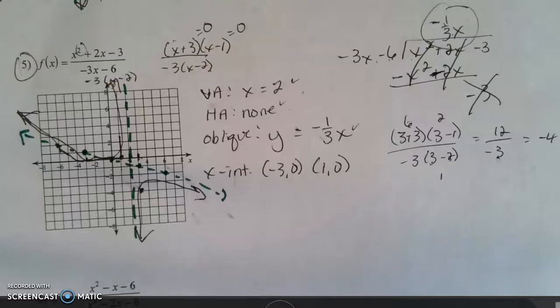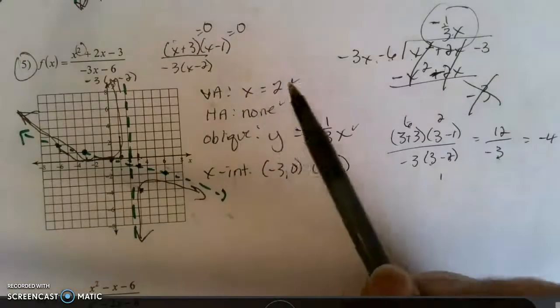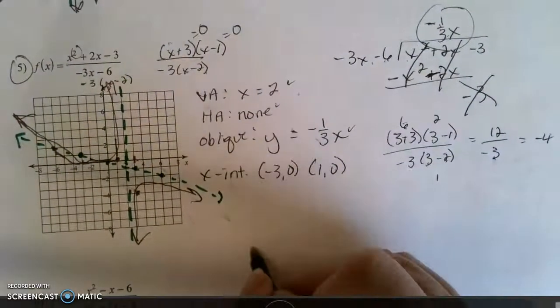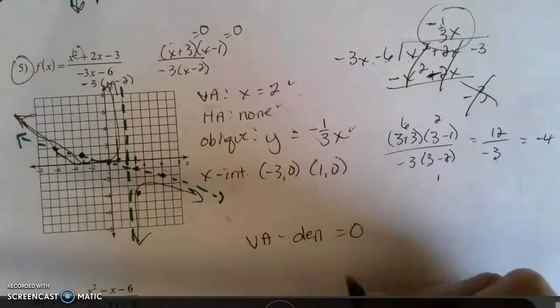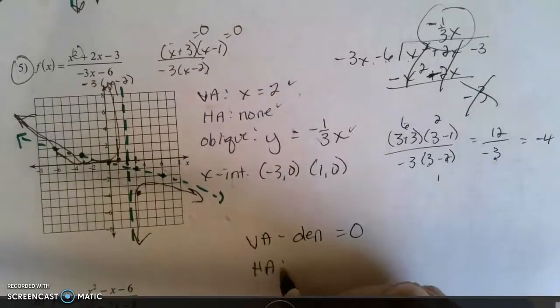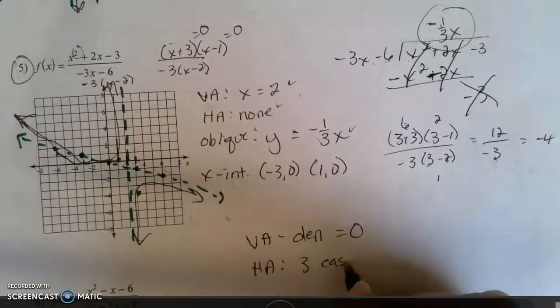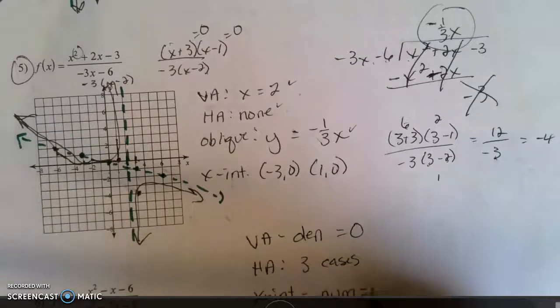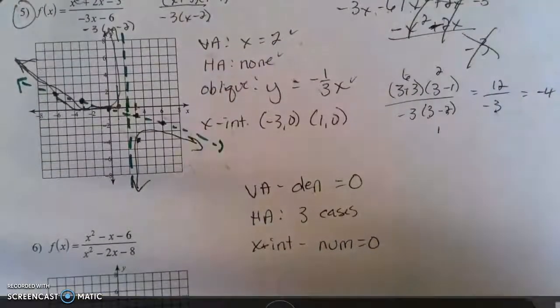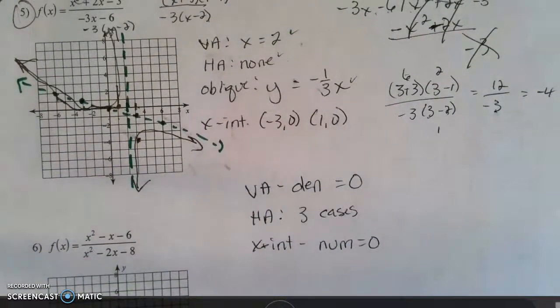So now you can find vertical asymptotes. So remember, when you're finding vertical asymptote, its denominator equals 0. Horizontal asymptote, we have 3 cases. X-intercept, numerator equal to 0. Those are going to be the best things to help you with your graphing. Okay, go ahead and try some on your own.